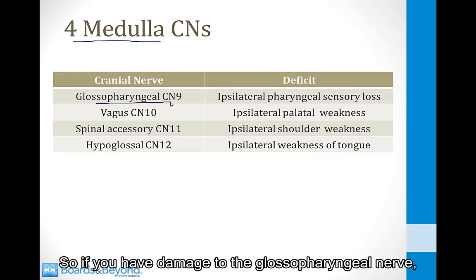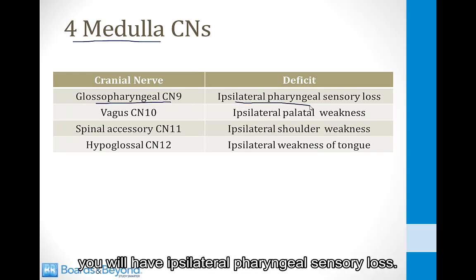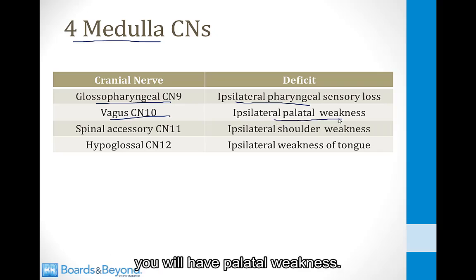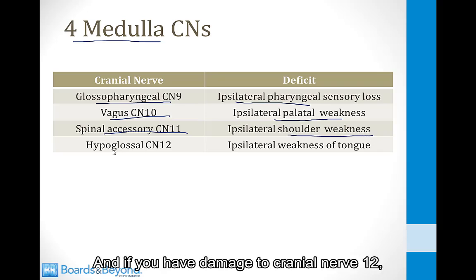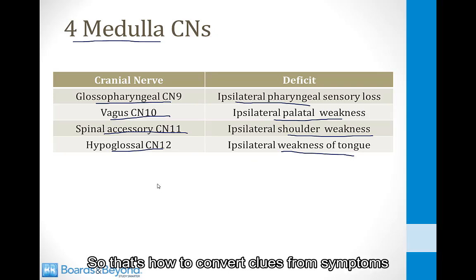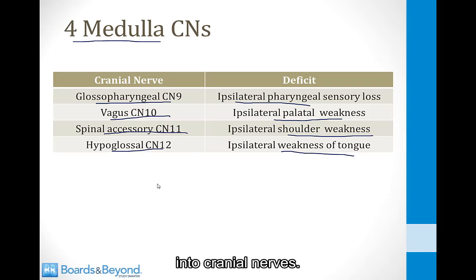Finally, there are 4 cranial nerves in the medulla. So if you have damage to the glossopharyngeal nerve, you will have ipsilateral pharyngeal sensory loss. If you have damage to the vagus nerve, you will have palatal weakness. If you have damage to cranial nerve 11, you will have shoulder weakness. And if you have damage to cranial nerve 12, you'll have weakness of the tongue. So that's how to convert clues from symptoms into cranial nerves.